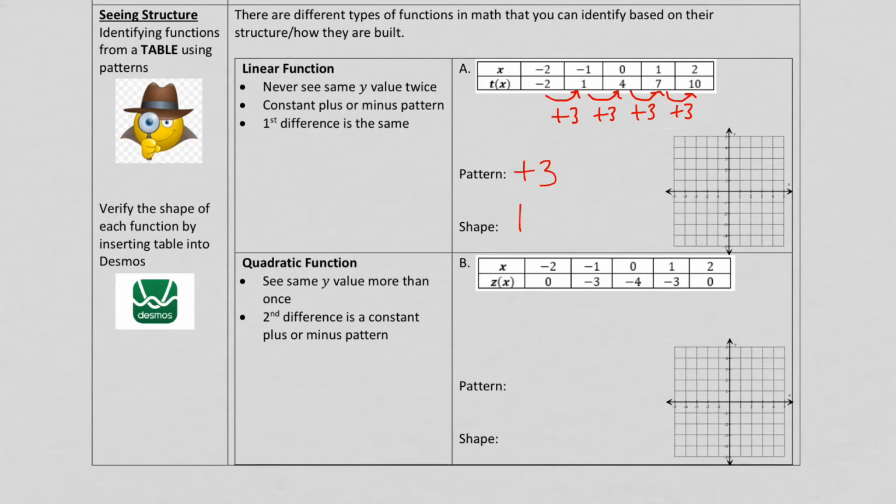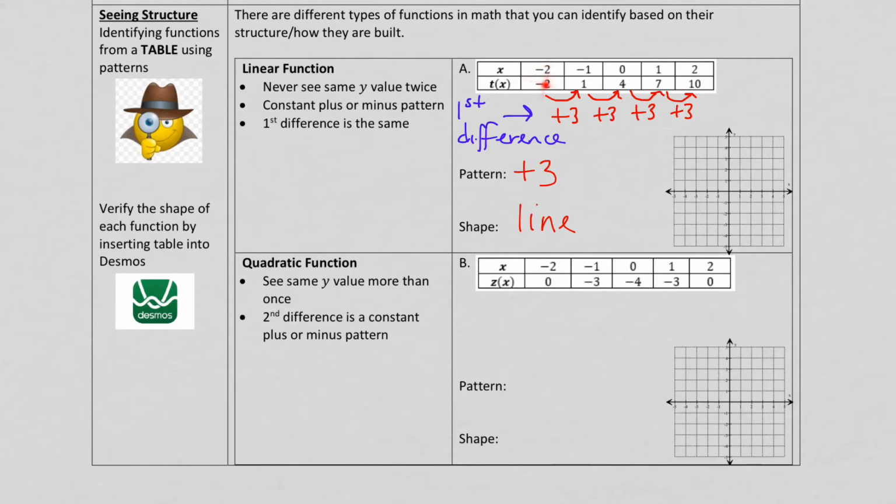Make it a little bit neater for you guys. Now as we move forward, this plus pattern is actually called the first difference. What that means is I'm finding the difference between each y value, and it just so happens that they have the same difference of +3, +3, +3, which makes it a line.